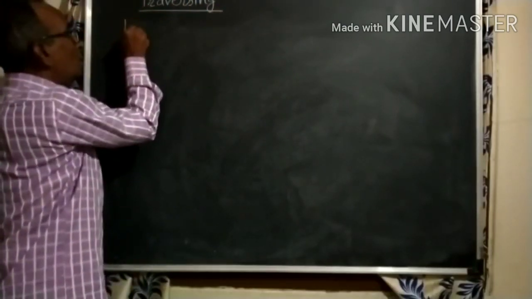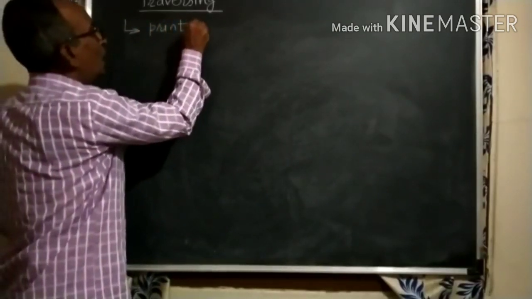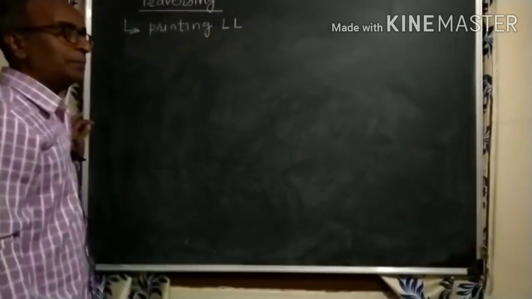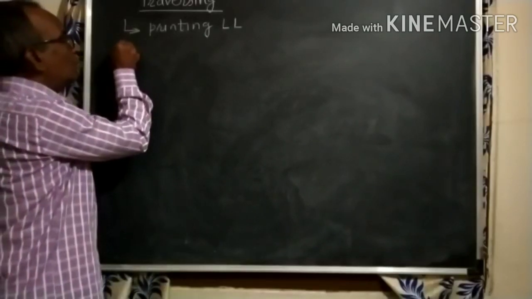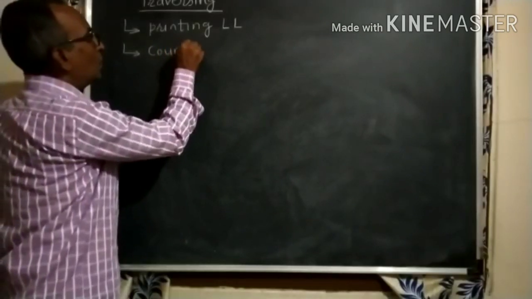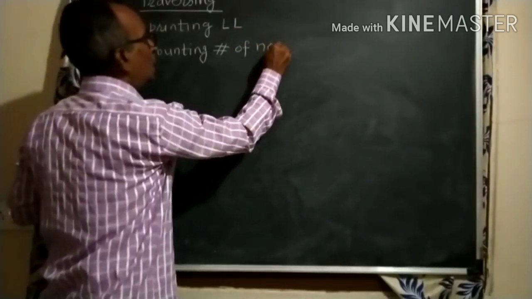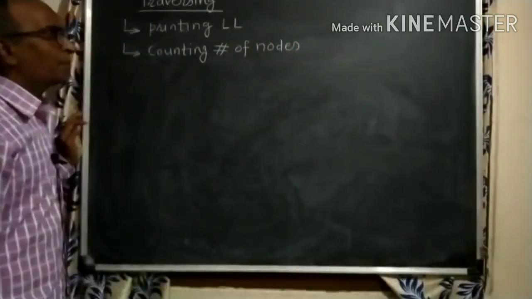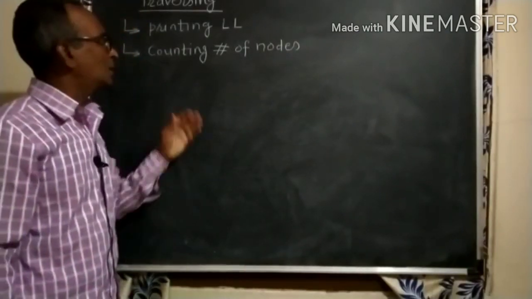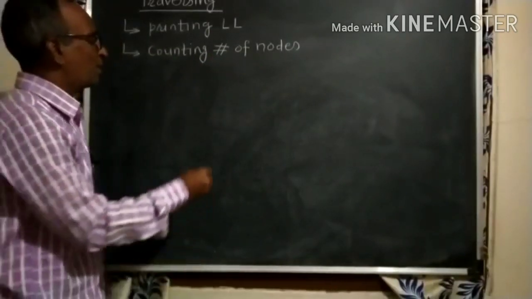In that, for printing a linked list, we have seen how to print linked list. Then you see counting number of nodes in linked list. So we'll see just counting. We have seen already printing of linked list. We'll see counting of nodes in any singly linked list.